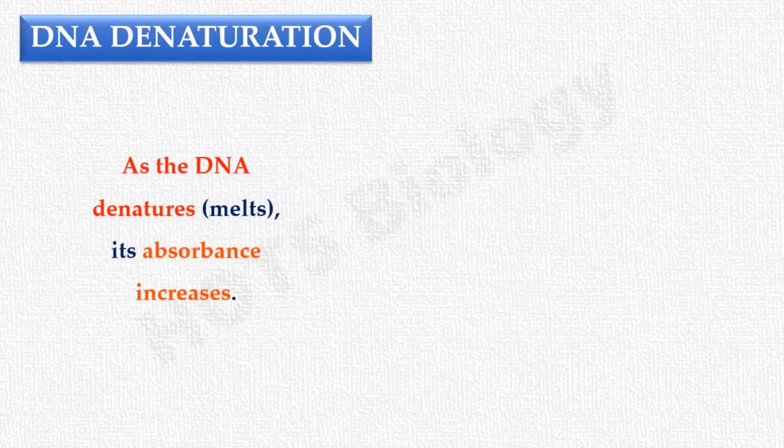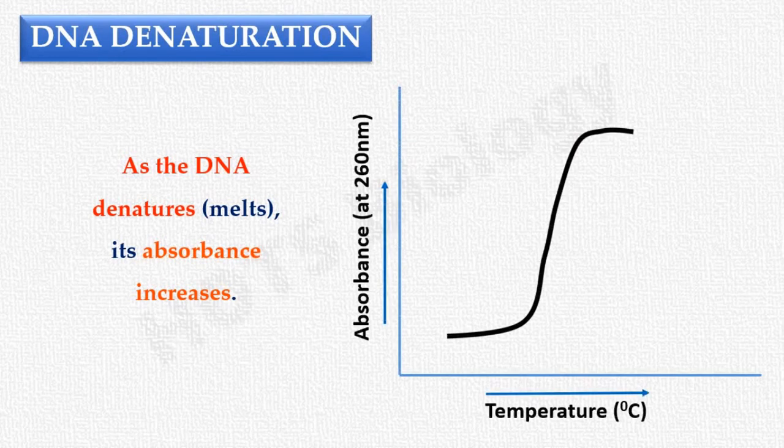Thus, absorbance of a DNA solution is measured under a particular set of conditions. And the sigmoid shape curve obtained by plotting the absorbance values with increase in temperature results in the melting curve of DNA.